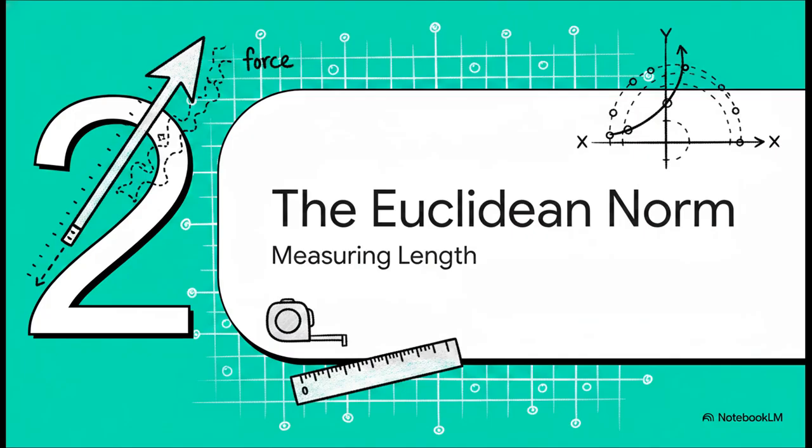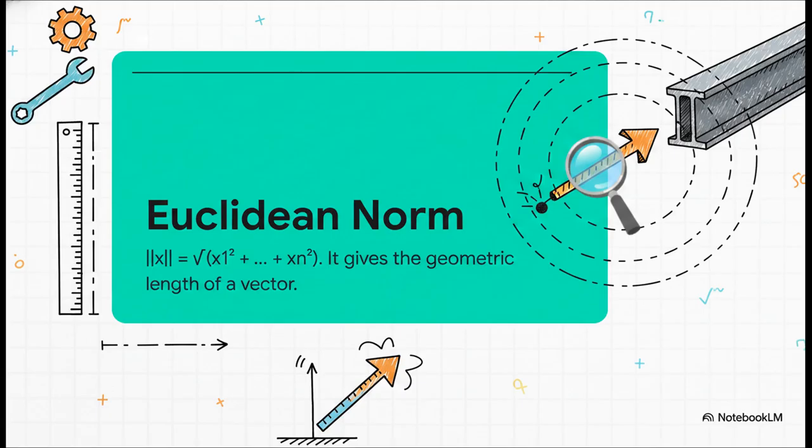Moving right along to section 2, the Euclidean norm. So we've got our vector, but how do we actually measure the physical length of this force? Well, that's where the Euclidean norm comes in. You just take each component of your vector, square it, add them all up, and take the square root. But here's the really cool part. This isn't just some random algebraic formula you have to blindly memorize. When you calculate this norm, you're computing the exact physical length of a steel beam or the true magnitude of a displacement force in the real world.